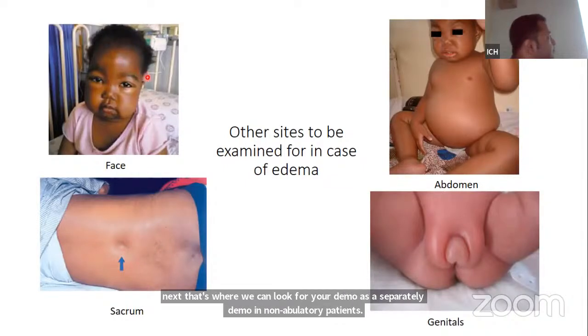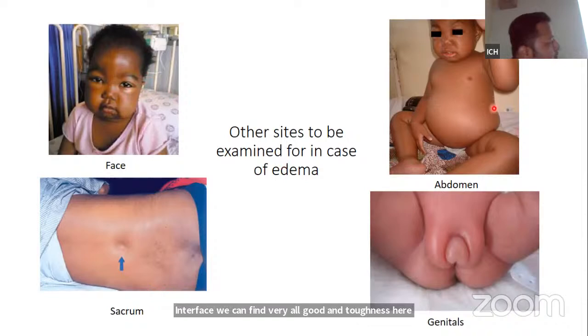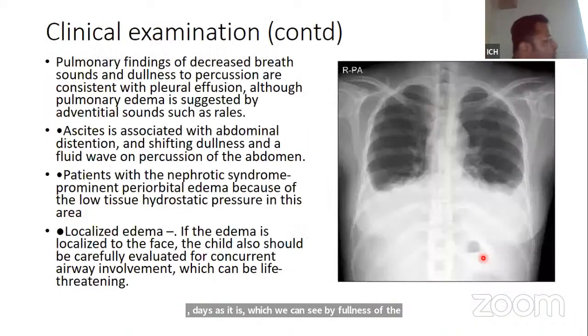In face, we can find periorbital puffiness. Here, there is ascites, which we can see by fullness of the flanks and also the genitals, labial edema in this case. Also, ANASARCA can also be associated with bilateral pleural effusion.